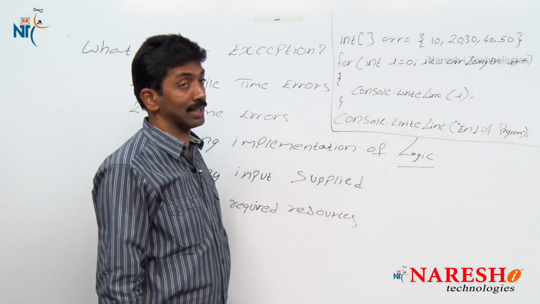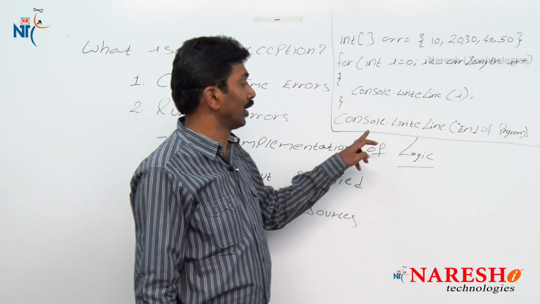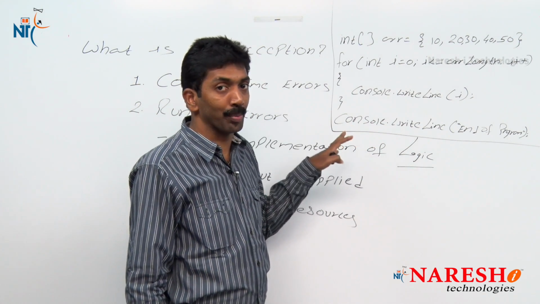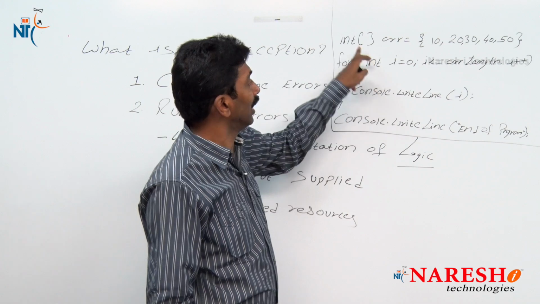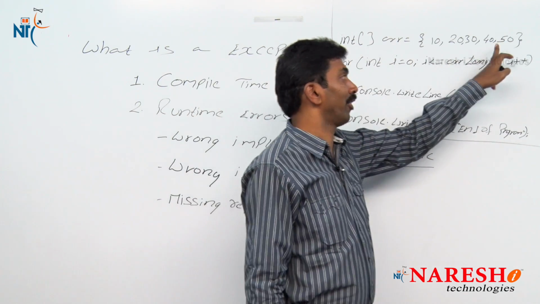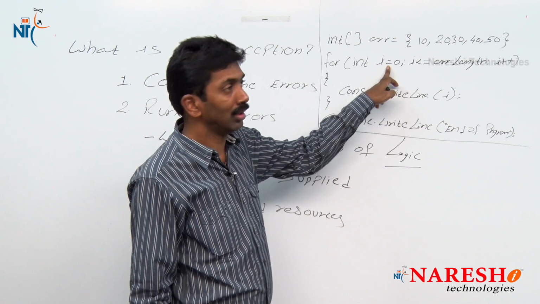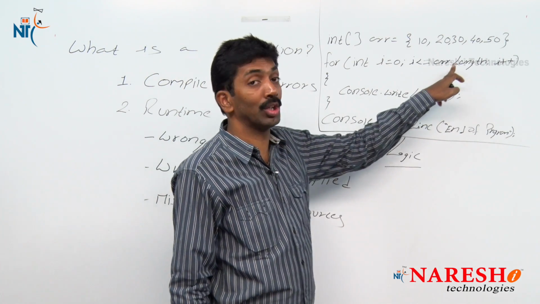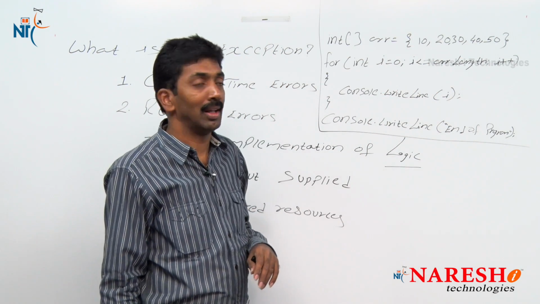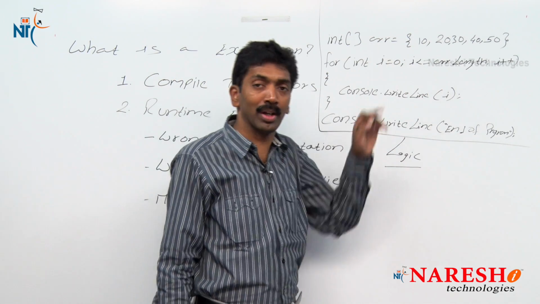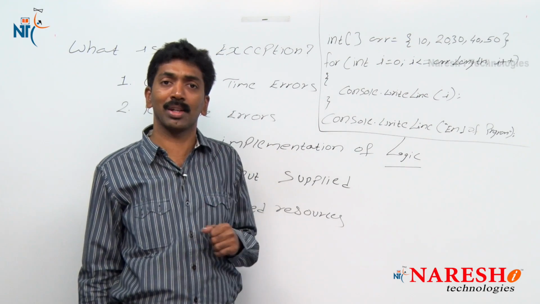Now, if you understand the things, when you are trying to write it like this, what is the problem? See, how many items are there in the array? 5. But here you are telling int I is equal to 0, I less than or equal to ARR dot length. Less than or equal to ARR dot length means 0 to 5 now. 0 to 5 means the loop executes 6 times.